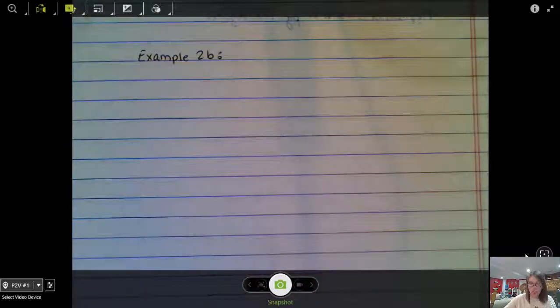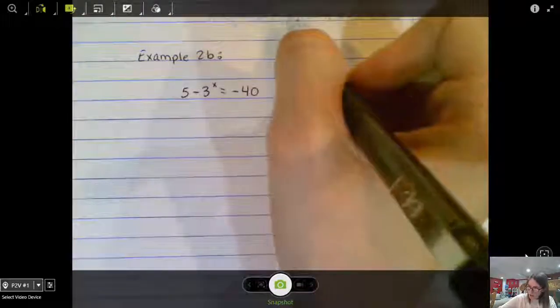In example 2b here, I'm going to go through both strategies again, both options for solving my exponential equation where I have different bases. So you can see both strategies, again, both ways to solve the problem, and hopefully you'll have a better idea of what you like better. So here it is, 5 minus 3 to the x power equals negative 40.